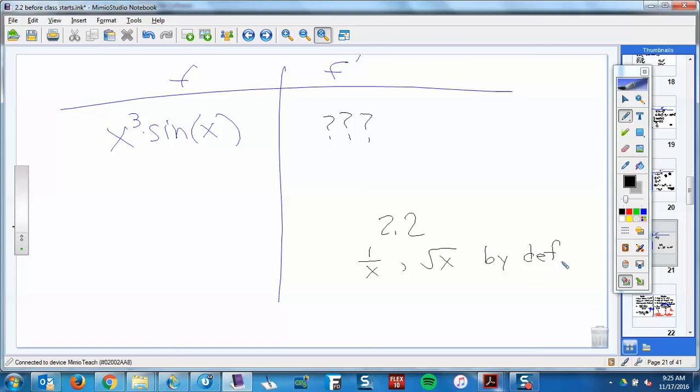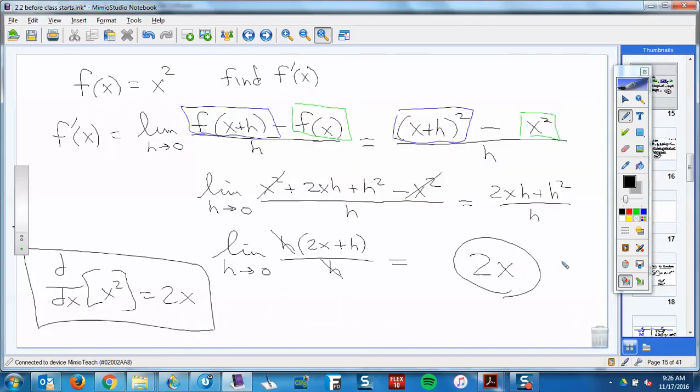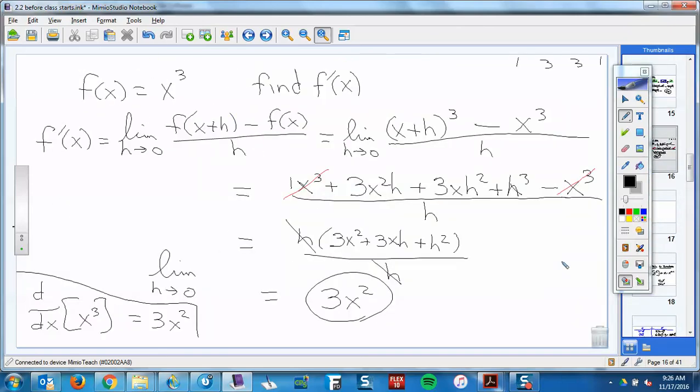Okay, you need to work those out by the definition, and I'm really going to be checking your work on that when I go around and look tomorrow. Okay, I want to see the effort you put in now. Is that the definition? That's the definition. Yeah. So in other words, it's going to look like this, how we did x cubed, right? Except you're going to do it for 1 over x.